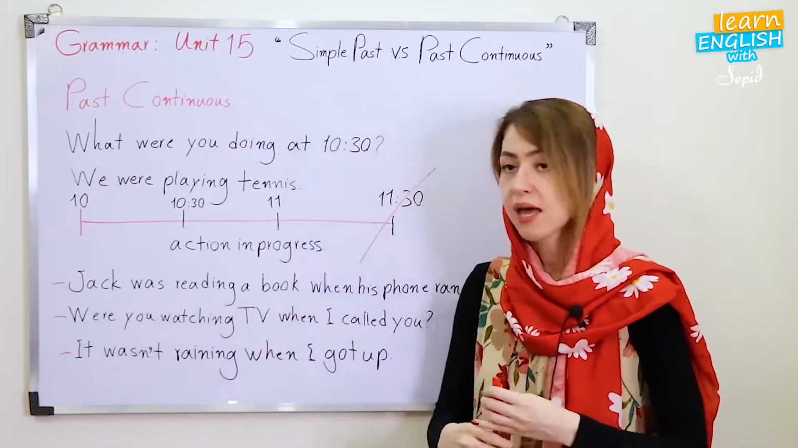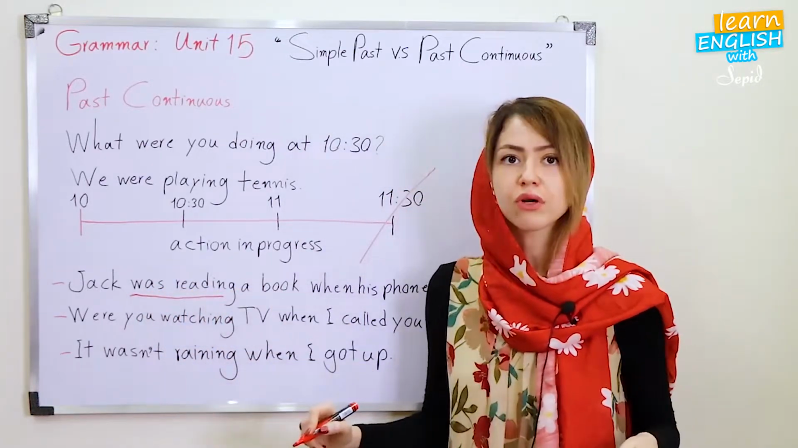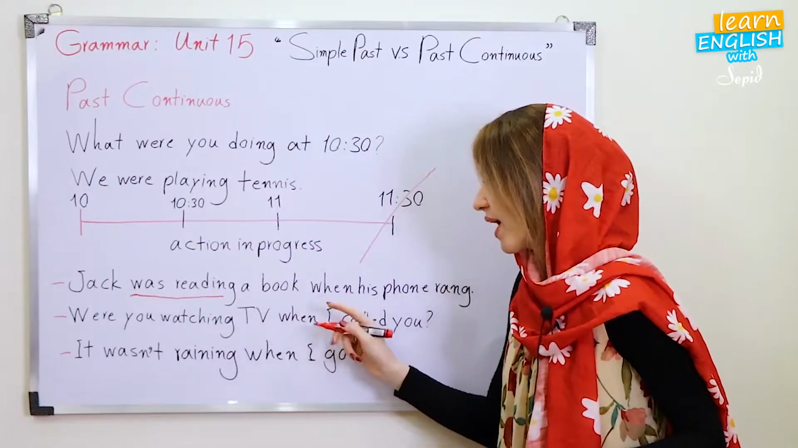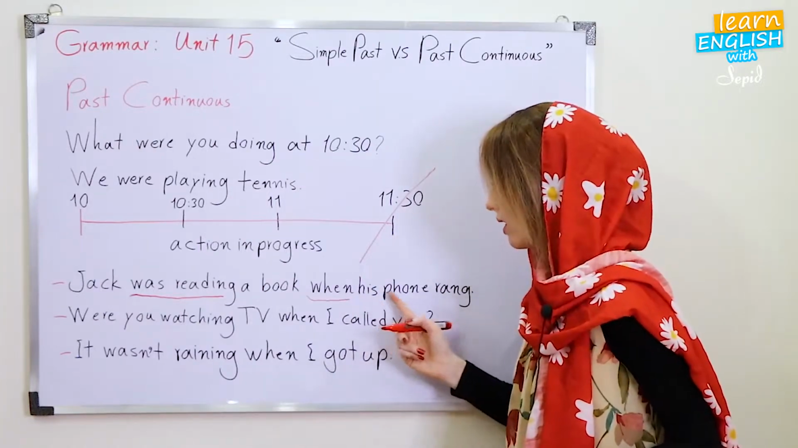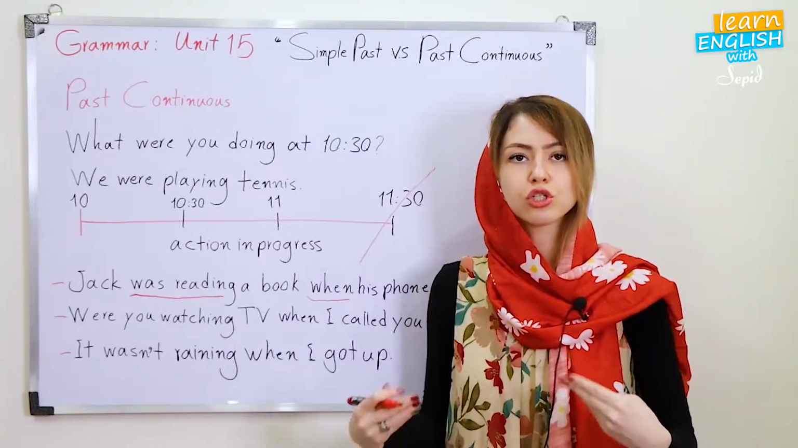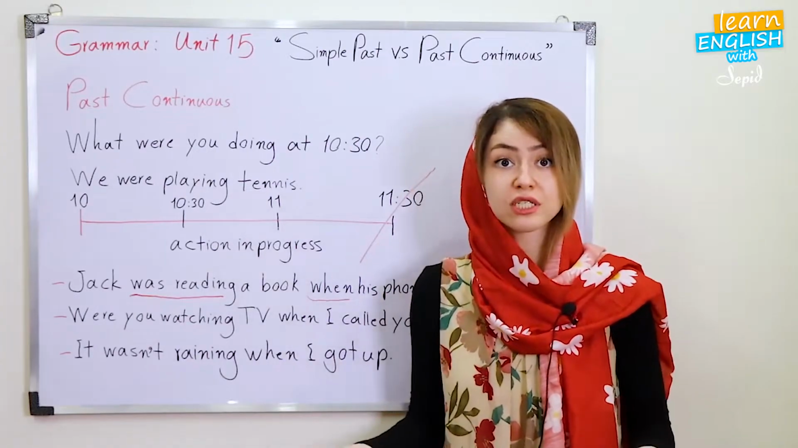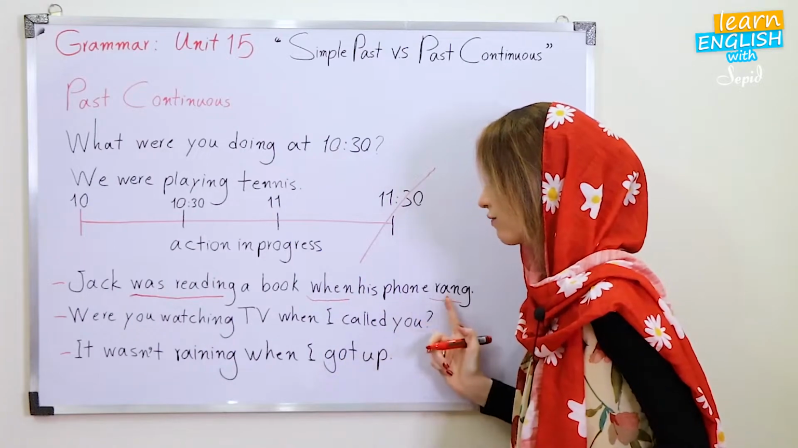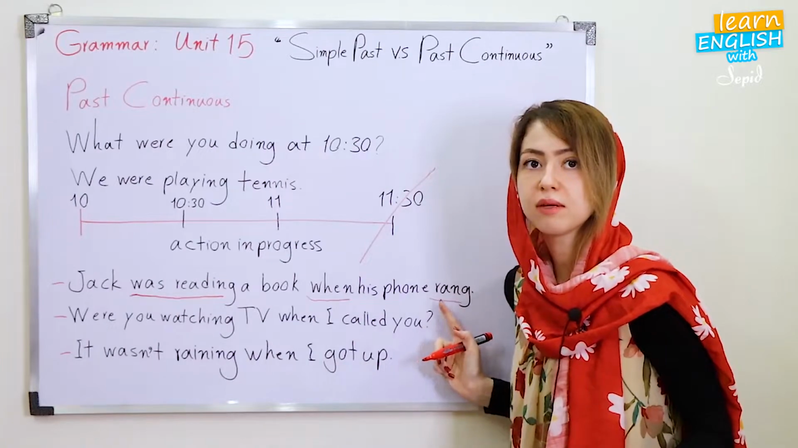So let's go to more examples. Jack was reading a book. Here, the action was in progress in the past. So, when is a linker, his phone rang. So you can make such sentences in order to use them easily and in order to use both of the tenses in your sentence. So you can say, Jack was reading a book when his phone rang. Past continuous plus when plus simple past.